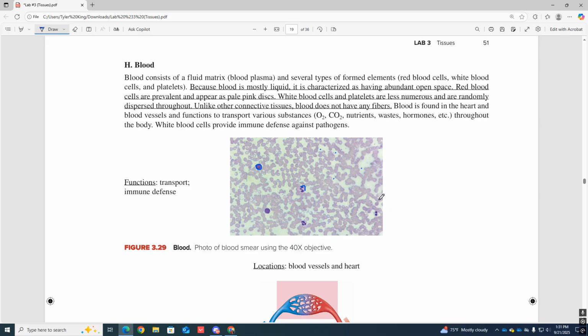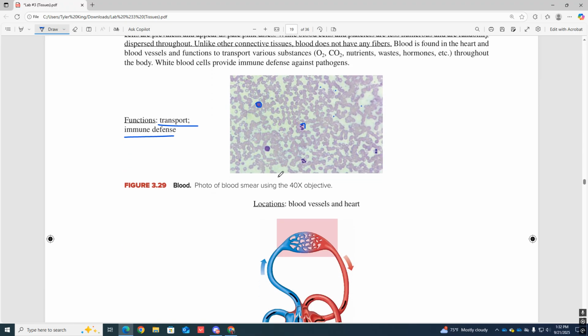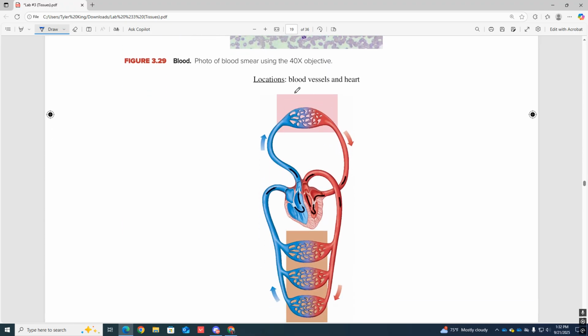So blood is found in the heart and blood vessels and functions to transport various substances such as oxygen, carbon dioxide, nutrients, waste, hormones, all this stuff, all throughout the body. While the white blood cells provide immune defenses, and the platelets, for example, help with clotting factors, okay? So functions are to help transport, immune defense here, and the locations you mostly find these in would be the blood vessels in the heart, okay?